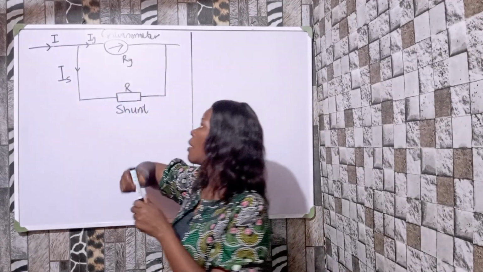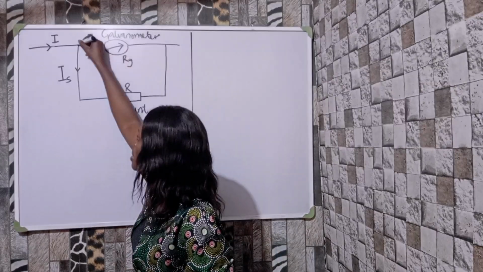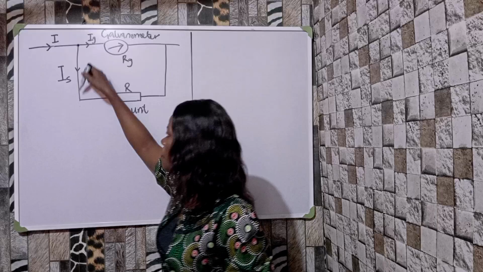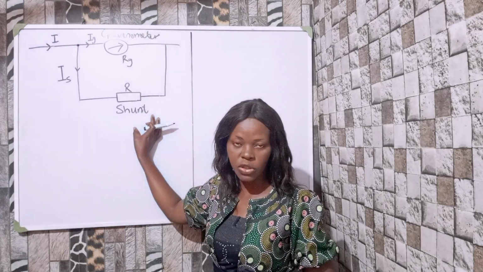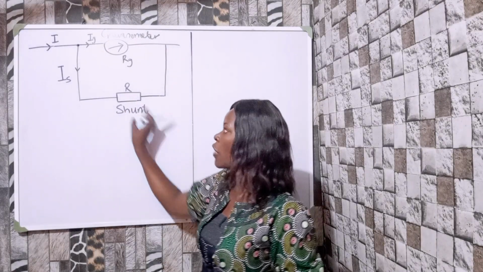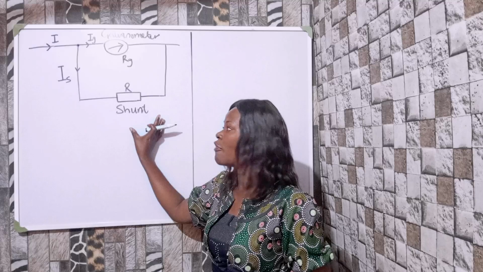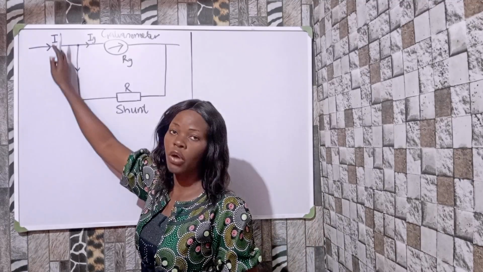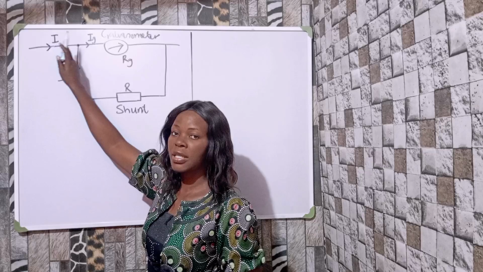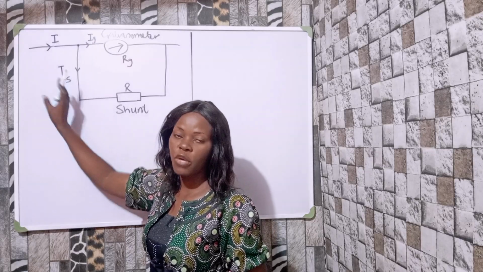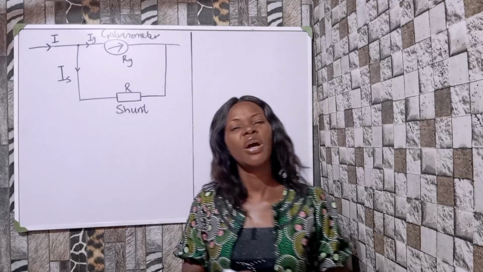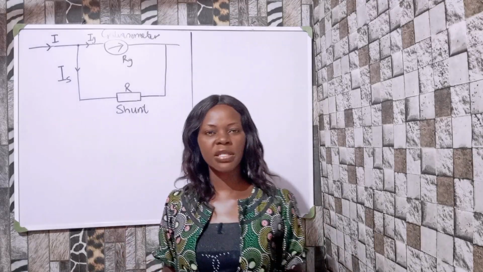In series. But when you come to this place, there is a bridge here. The current needs to flow to the what? To the shunt. Is that okay? The current needs to flow to the shunt. And for the current to flow to the shunt, we have to subtract the total current flowing through the galvanometer. Then the remaining one will now go to the what? To the shunt. Alright.